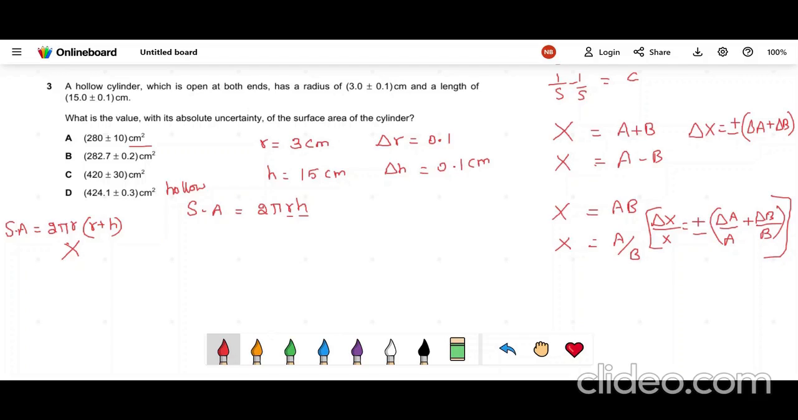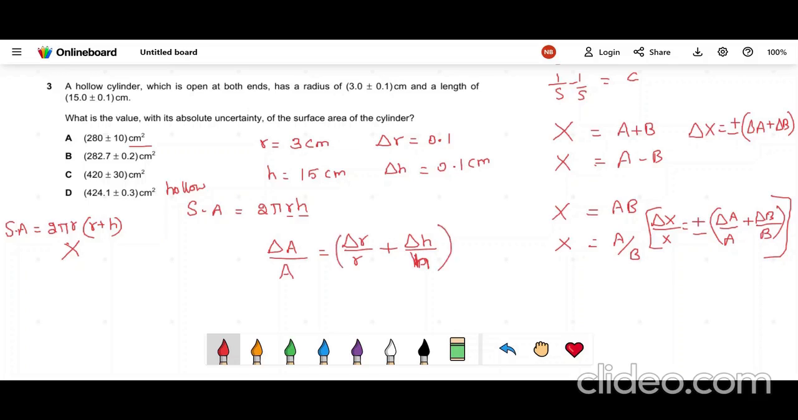So we are having the multiplication variables, right? r into h. So how can we find out delta A, the absolute error, that is absolute uncertainty? Delta A by A will be, I have taken the surface area as A, and 2 pi is a constant, not necessary to apply that multiplication rule for a constant. It will be applicable only for variables. So delta r by r plus delta h by h. Find out that, and after that plus or minus this value will be the error.